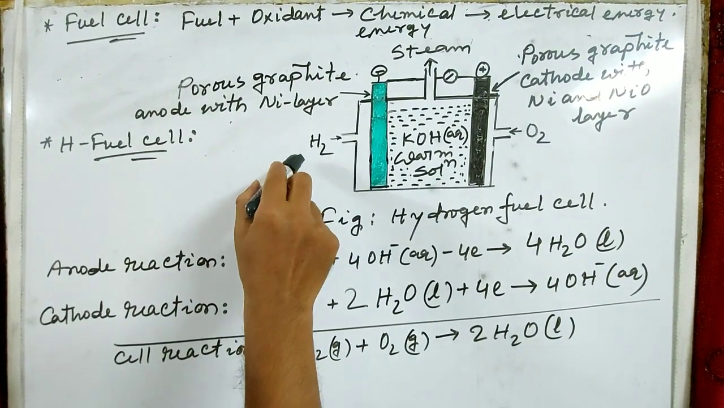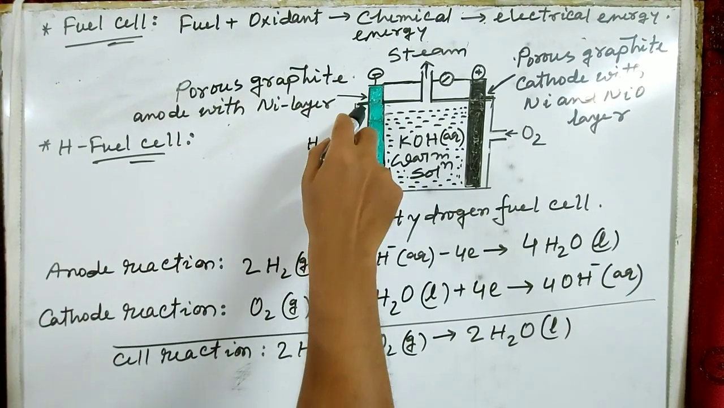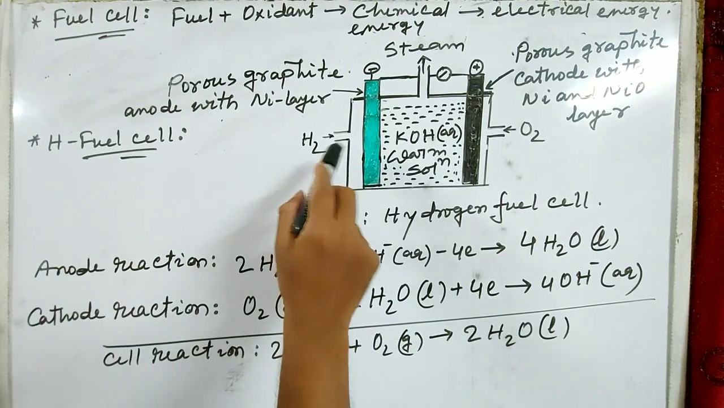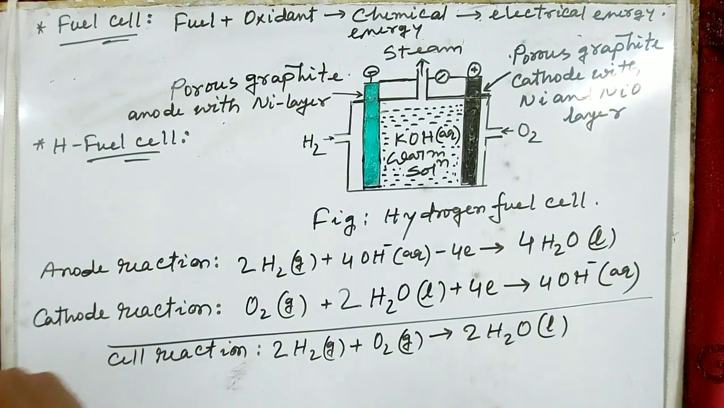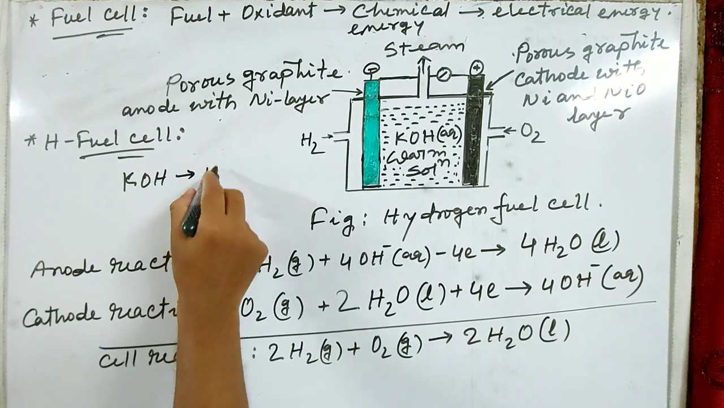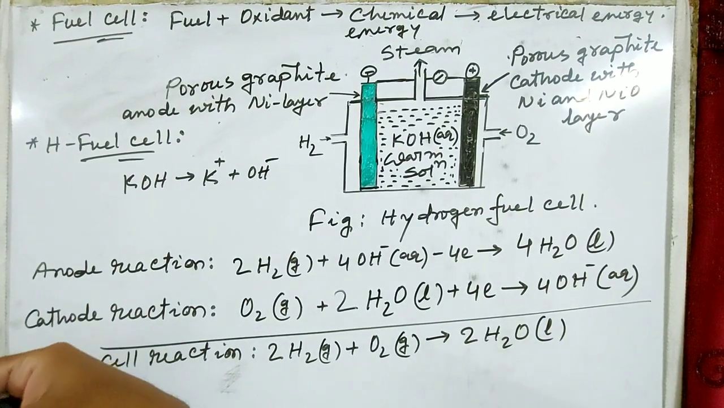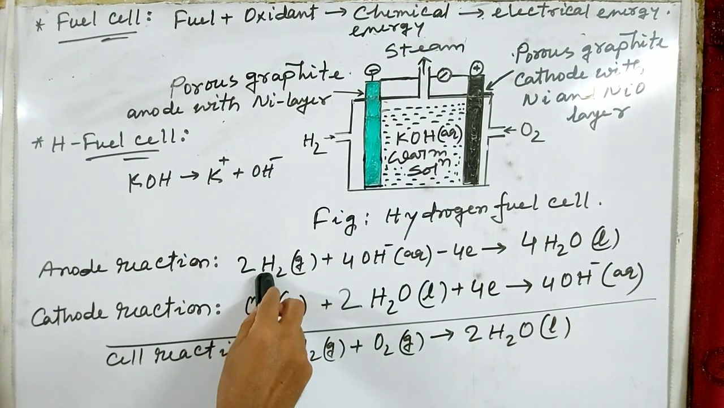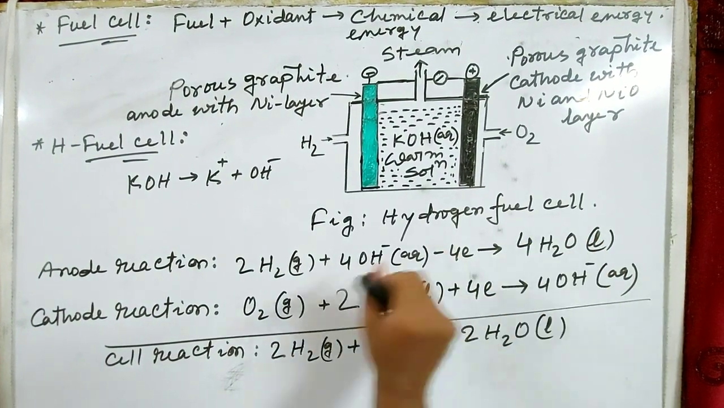Under high pressure, hydrogen gas is passed through the porous anode. Then hydrogen gas reacts with the hydroxide of potassium hydroxide. My dear students, in the aqueous solution, potassium hydroxide ionizes to produce potassium ion and hydroxide ion. This hydroxide ion reacts with the supplied hydrogen gas and releases electrons to produce water.